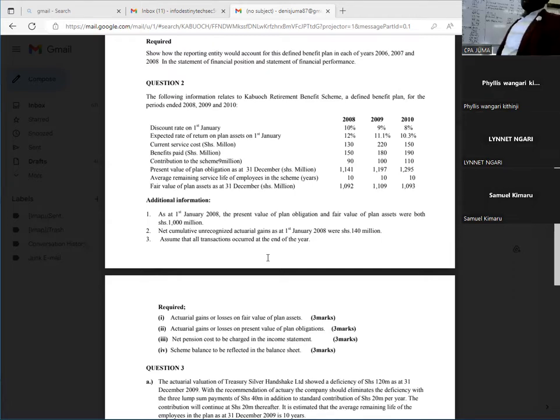Whichever. Let's do the balance sheet, then we are done. Balances. Scheme balance to reflect in the balance sheet. Yes. So balances to SFP.